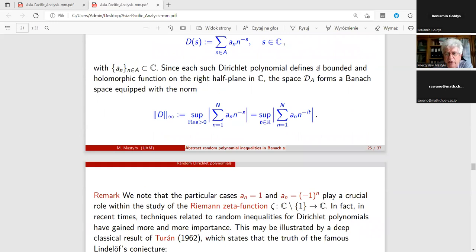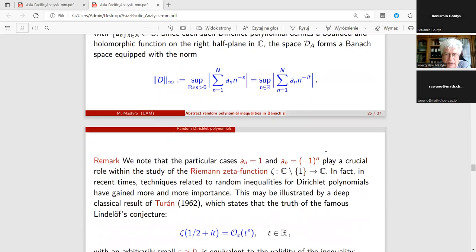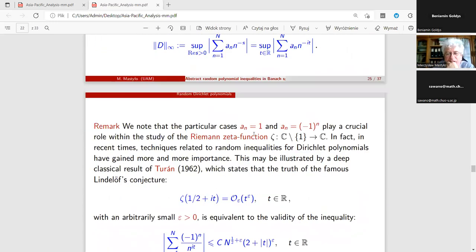Such Dirichlet polynomials define a bounded holomorphic function on the right half plane of C, and then this is a finite dimensional Banach space with the following norm. We take the supremum over real part of s bigger than zero of the modulus of this complex function. And using the theory of analytic functions, it can be shown that we only need to run the supremum over the imaginary part. Maybe let me show you.